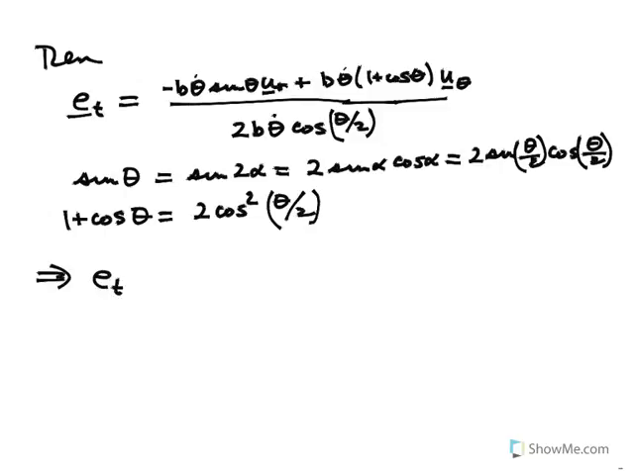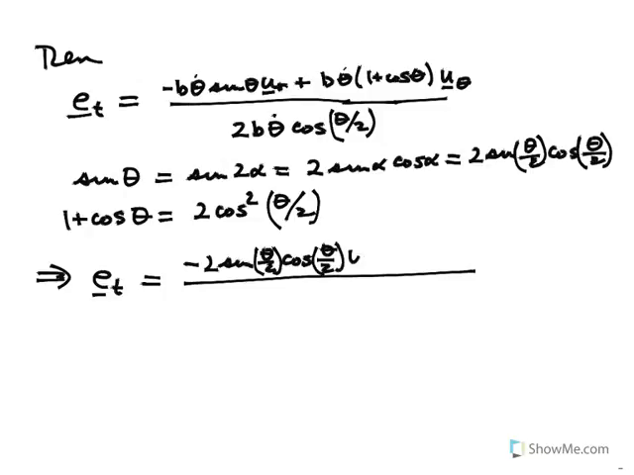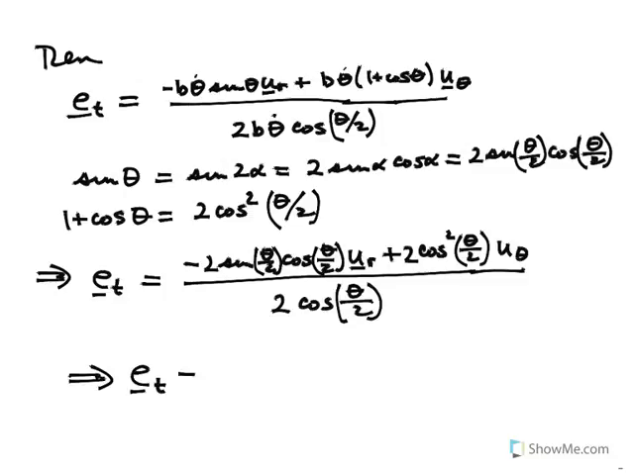That gives me that the tangent vector can be written in the following form, where the b theta dots cancel out. So I get minus 2 sine theta over 2 times the cosine of theta over 2 times u_r, and then plus cosine squared theta over 2 times u sub theta, but there's a 2 in there because I have to substitute the 2, all divided by 2 times the cosine of theta over 2. So the 2 drops out, and I get that the tangent vector relative to the track is equal to minus the sine of theta over 2 times u_r plus the cosine of theta over 2 times u sub theta. So that gives me the tangent vector.